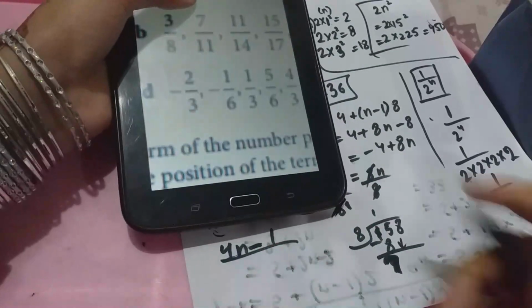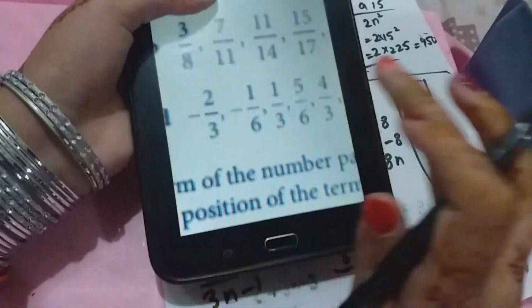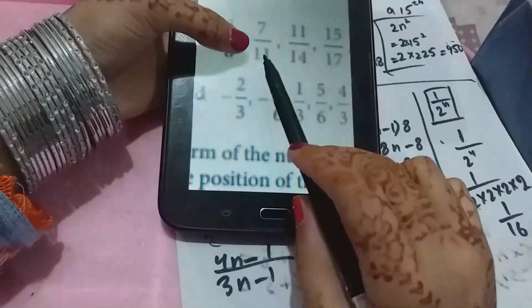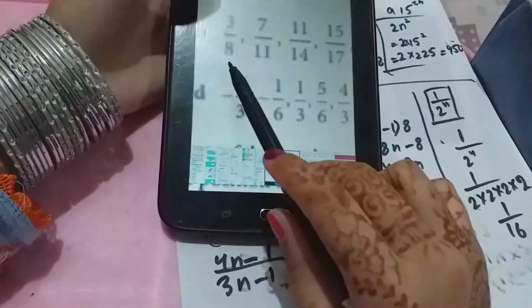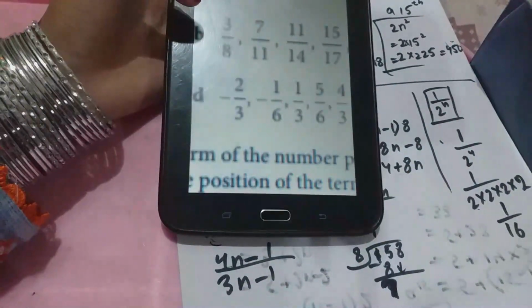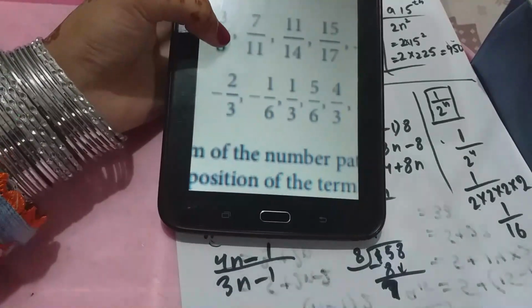So if we do the same case with the denominator, 3n minus 1, because 3 was being added to it and in the numerators 4 was being added to it. So 3n minus 1, 3 2s are 6. Wait, yeah, 3 2s are 6, minus 1 is 5. Actually we are doing it wrong, I guess. 3 3s are 9, 9 minus 1 is something else.